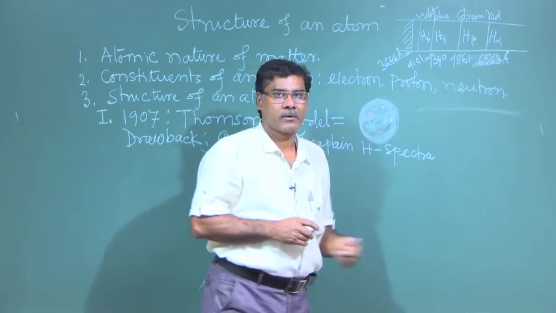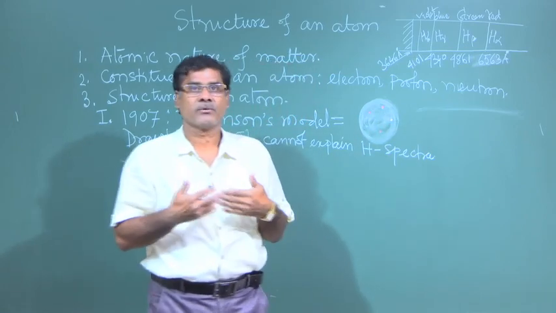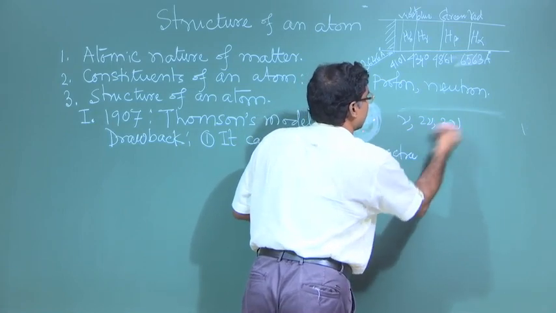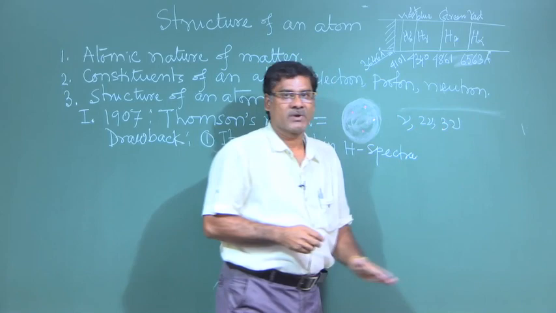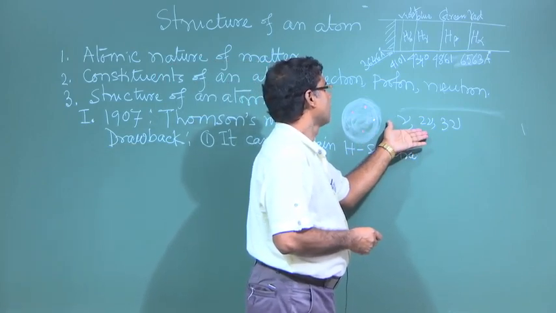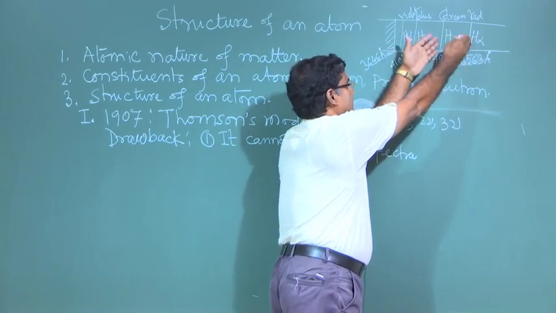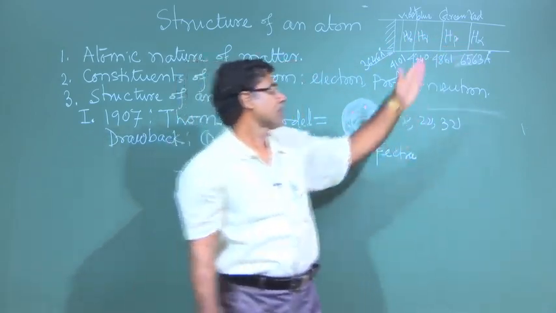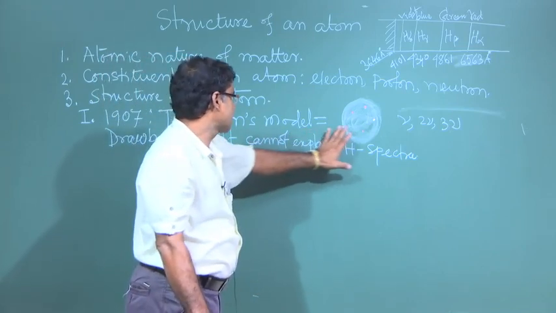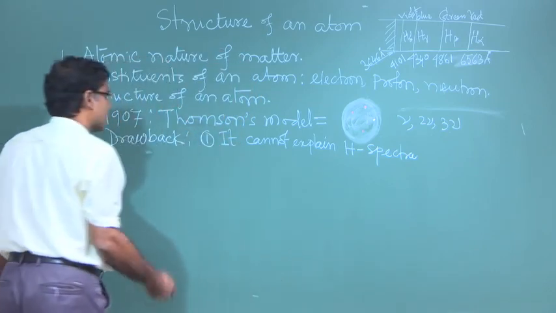So we should get only one line, or it can oscillate at a particular frequency and with higher harmonics. If the frequency is nu, then other frequencies can be 2 nu, 3 nu, etc. But these higher harmonics should be very weak, whereas in hydrogen spectra all lines are very bright, and there is no such correlation among these spectral lines, right. The frequency of one line is not double or triple of another. So these were the drawbacks of this model. This model was not successful.